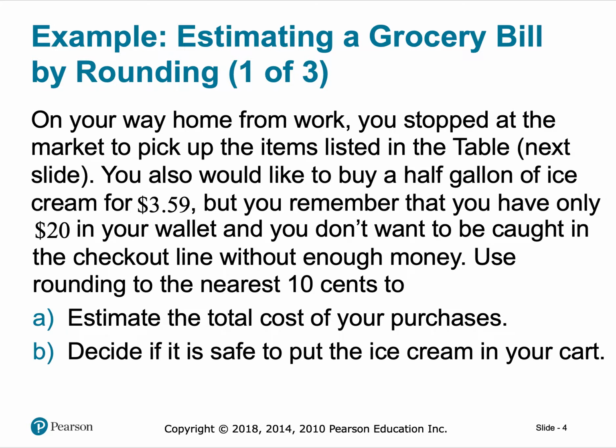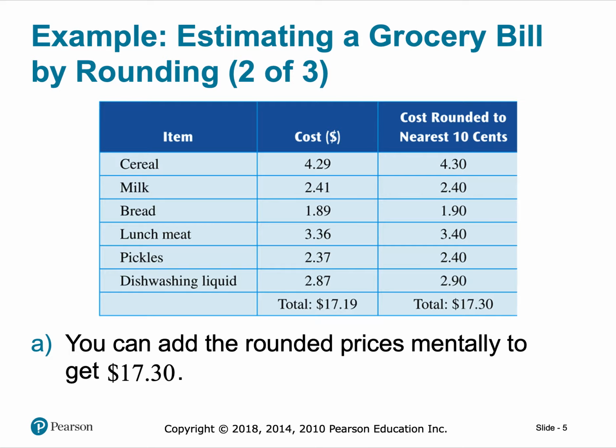And so an example of doing this is if I'm looking at a grocery bill and I've stopped at the market to pick up some things that are in this table on the next slide. So cereal, milk, bread, lunch meat, and pickles. If I sat there and tried to use those exact numbers, it would take me longer than it's worth to actually figure out the cost, right? And if I round to the nearest dollar, then that's going to be way off.